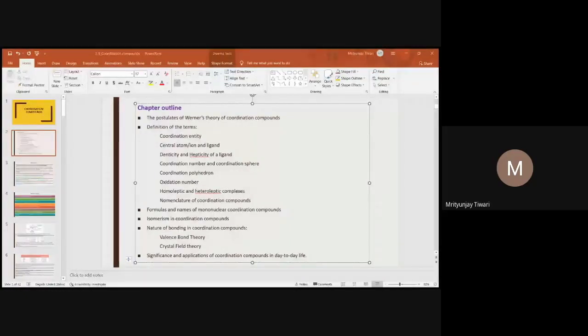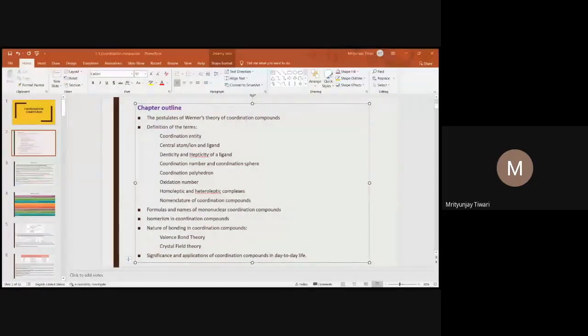The reason for the color in the compounds is the d-d transition, and those things you will see. Particularly, if you remember potassium dichromate, its yellow color is because of the d-d transition and so on. And then the significance and applications of coordination compounds in day-to-day life will be discussed. So these are the basic outline of this entire chapter which we will be studying.